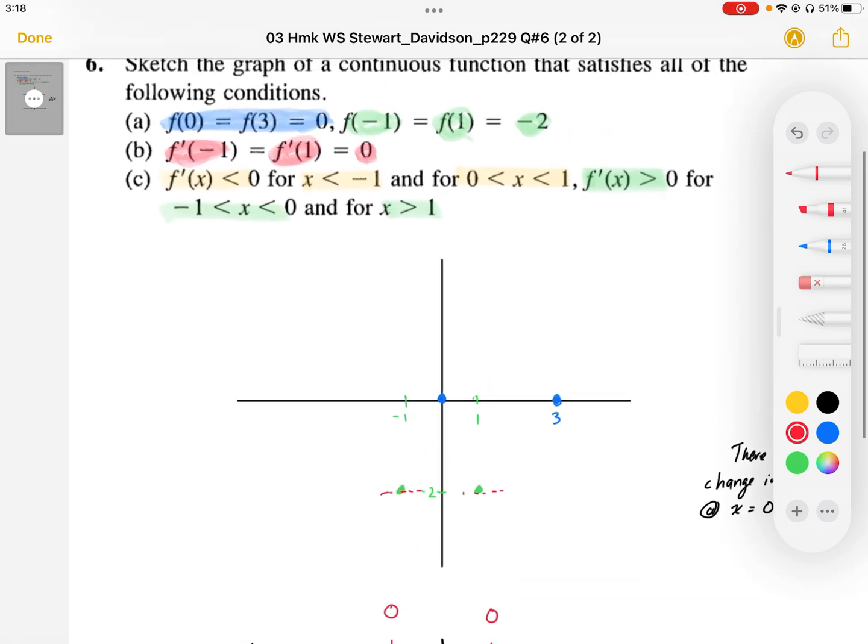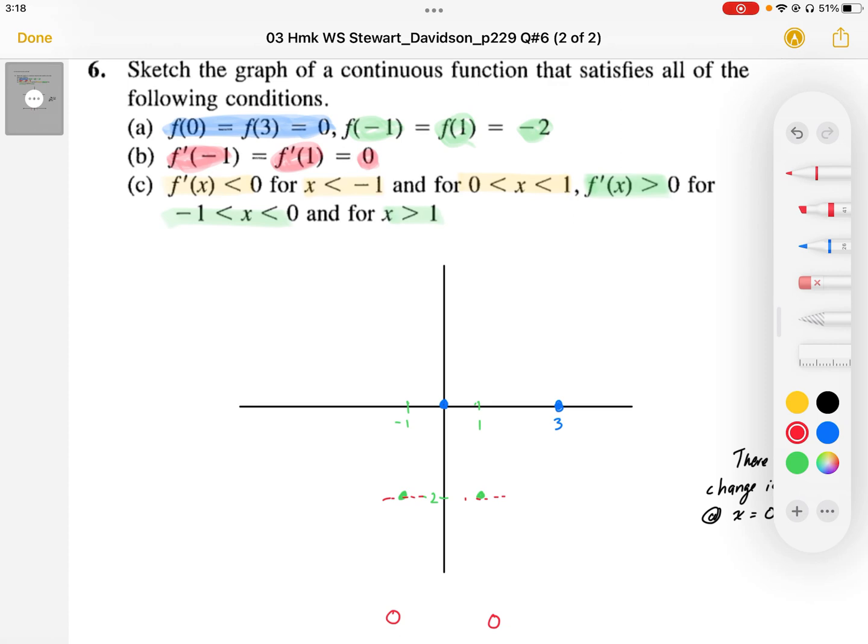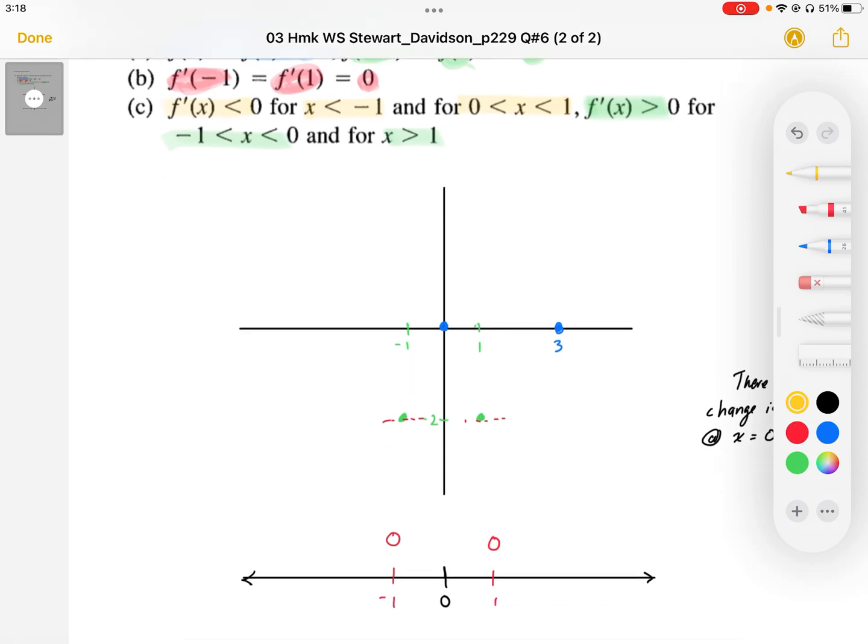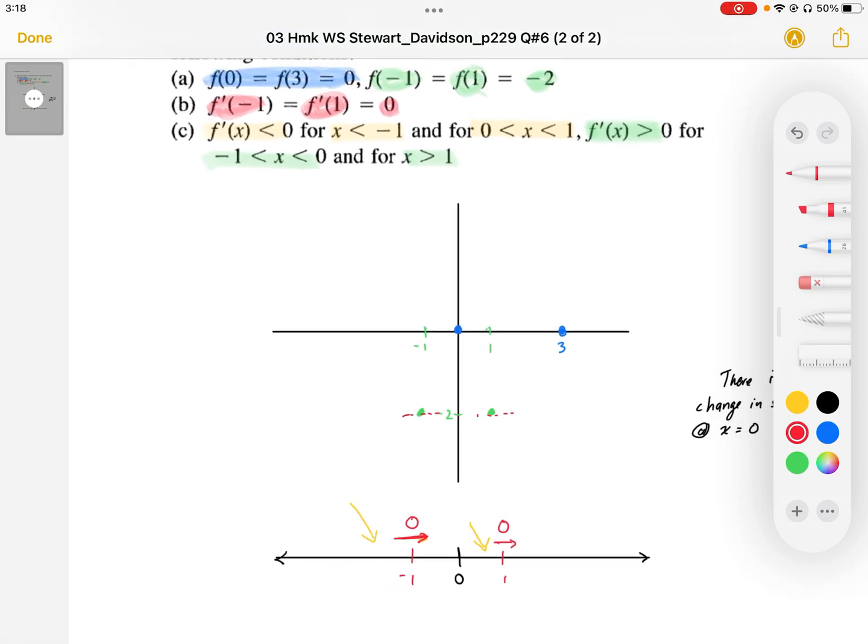on C. So in C, it tells me f prime of x is less than 0. And so all the yellow gives me the negative slope intervals. So less than negative 1, I'm going to have negative slope. So it's going down like this. And between 0 and 1, so in this region here, it's sloping down as well. And I think I'm going to do my horizontal slopes in red here. Okay, so those are my negative slopes.